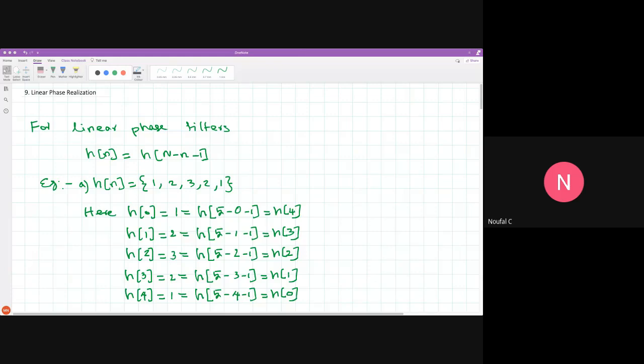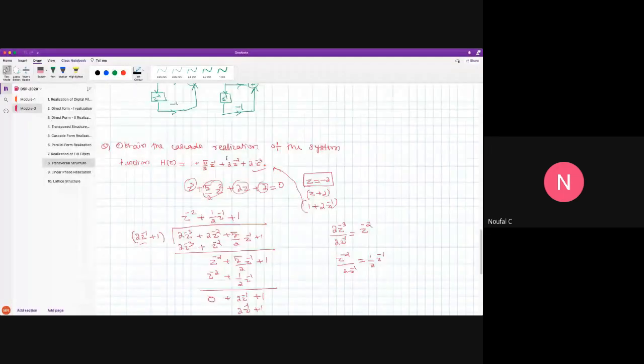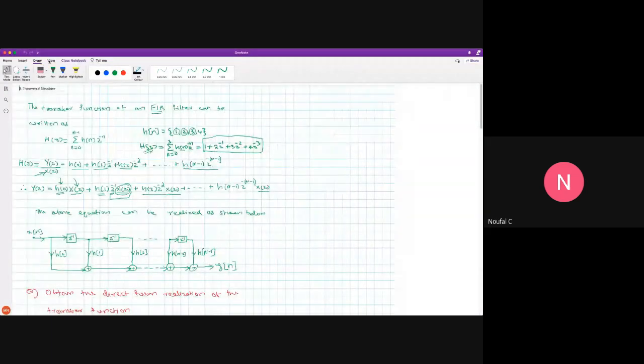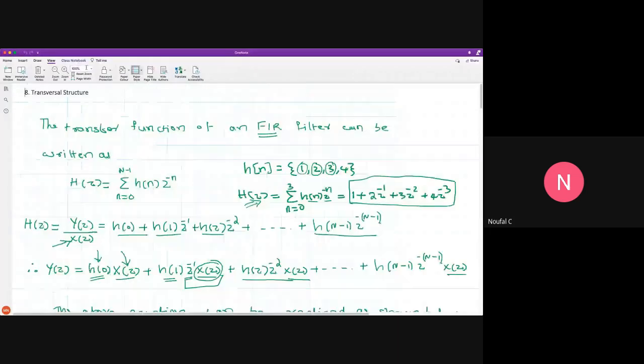Okay, I hope I'm audible and you are able to see the presentation also. So let's get started. I will start off with a quick review of the previous class's material. All right. So in the previous class, we had seen the realization of FIR filters, and we had said that we have mainly four different kinds of realization. The first one was this transversal structure, also known as the direct form realization. And the method is quite straightforward.